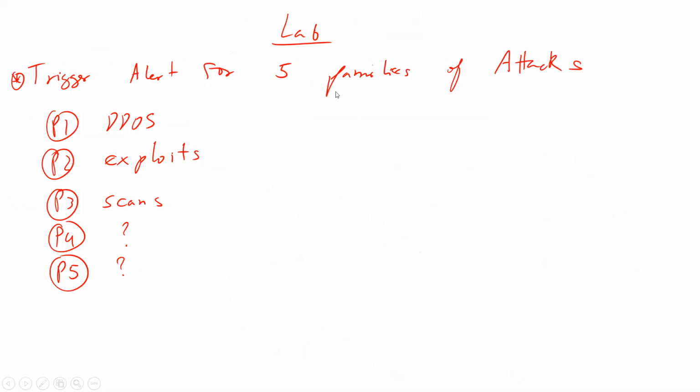So you trigger alerts for 5 families of attacks. DDoS, exploits, and scans I've basically given to you. But I want you to figure out 4 and 5. So I want you to go in and find other ones. So not DDoS, not exploits, not scans, different kinds of attacks. Some of them will be pretty difficult to implement, others will be pretty easy. So I leave it to you to solve, okay? Does this make sense, guys?